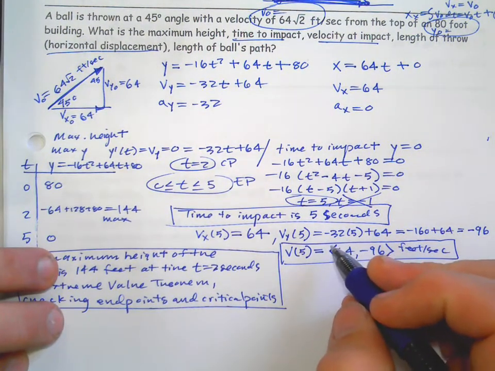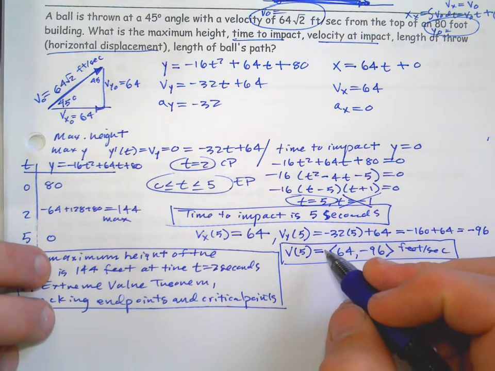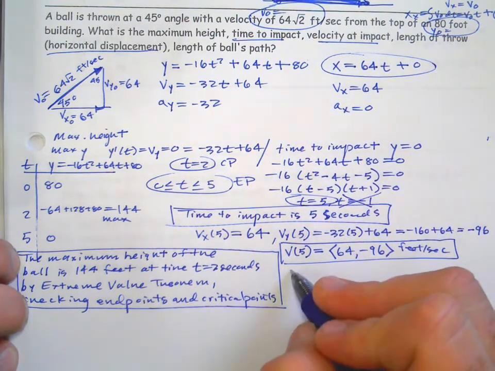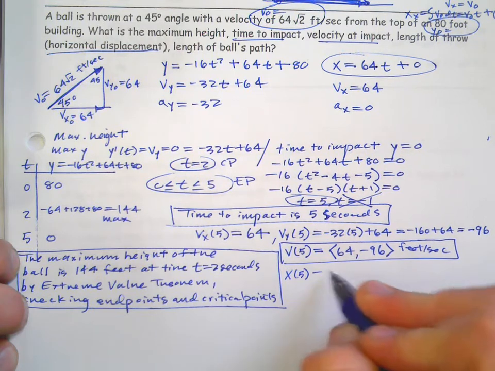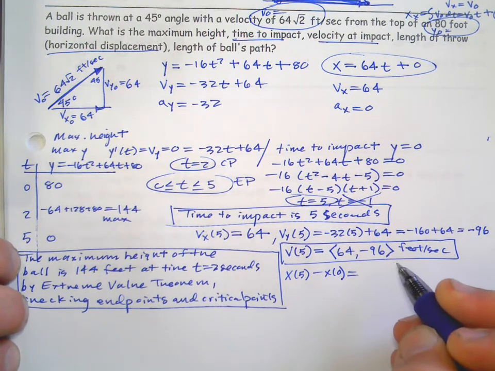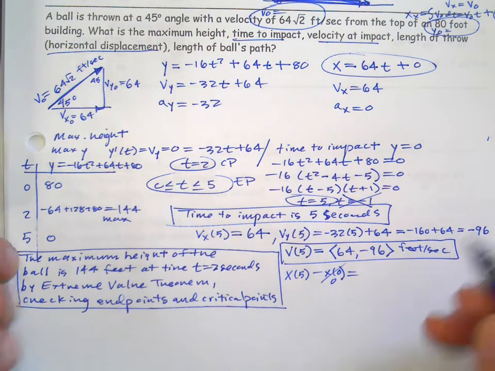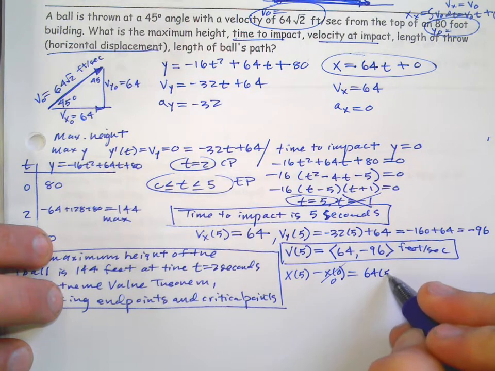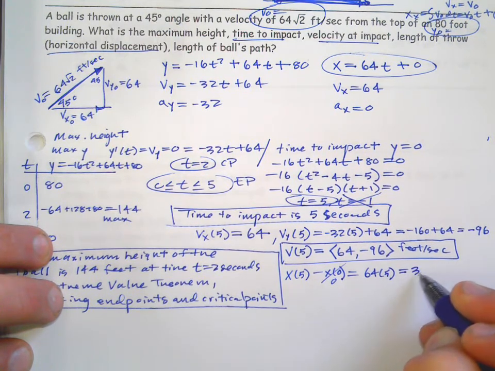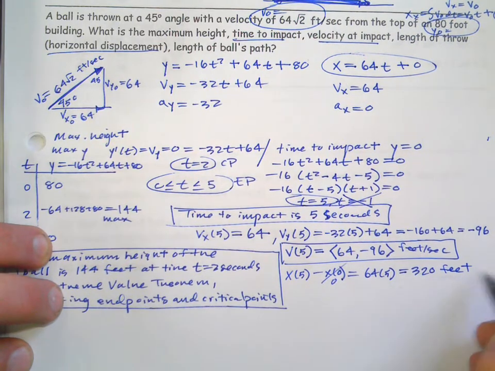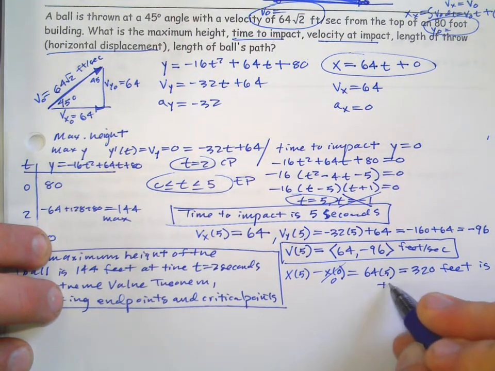And so that's just going to be the horizontal displacement, which is going to be the displacement in the x direction. Essentially this is going to be x5 minus x0, and we're already assuming that x0 is 0. And so we plug 5 into our equation, 64 times 5, and we get 320 feet is the length of the throw.